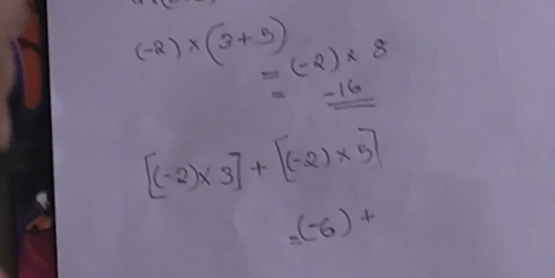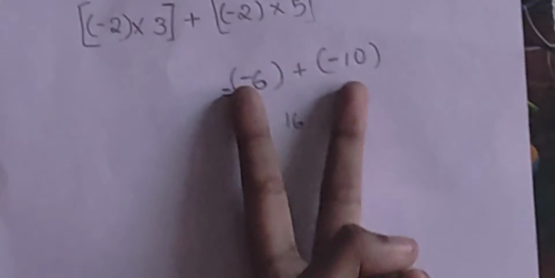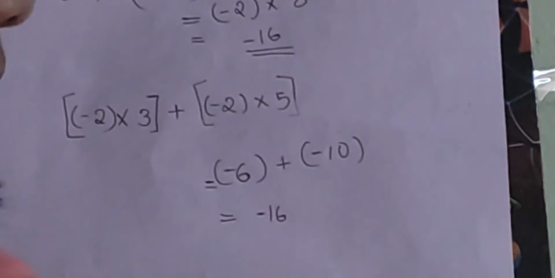Two threes are 6. Here we have one negative, one positive. So the answer is negative 6. Plus 2 fives are 10. Here we have one negative, one positive. So it is negative 10, is equal to negative 6 plus negative 10, negative 16. Here both integers are negative. So the answer is negative 16.